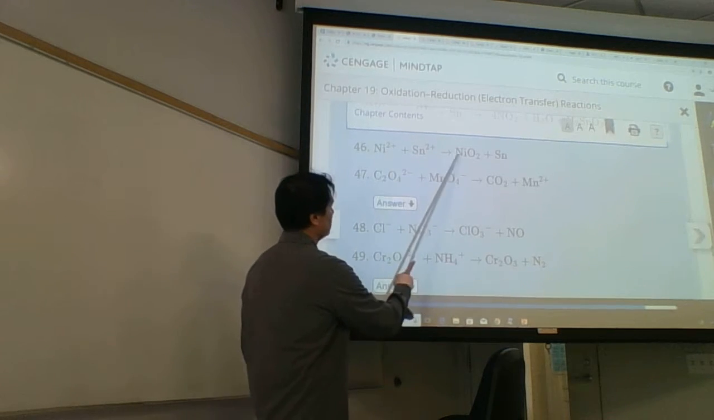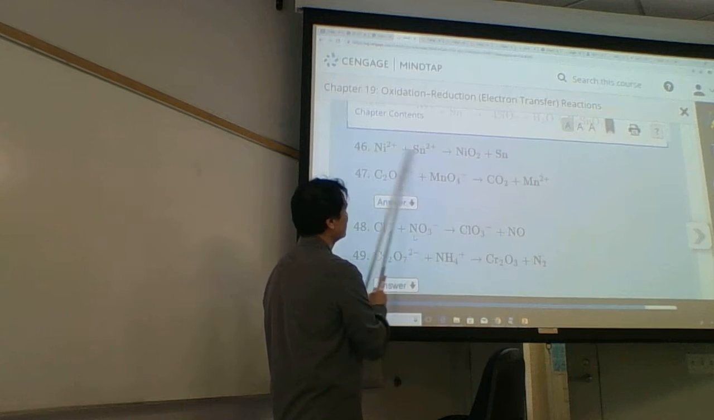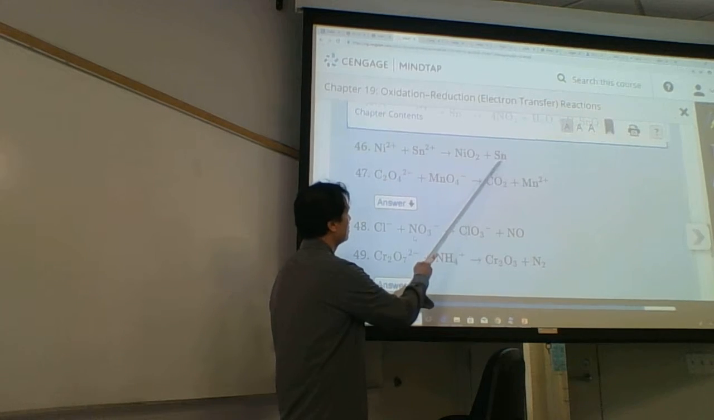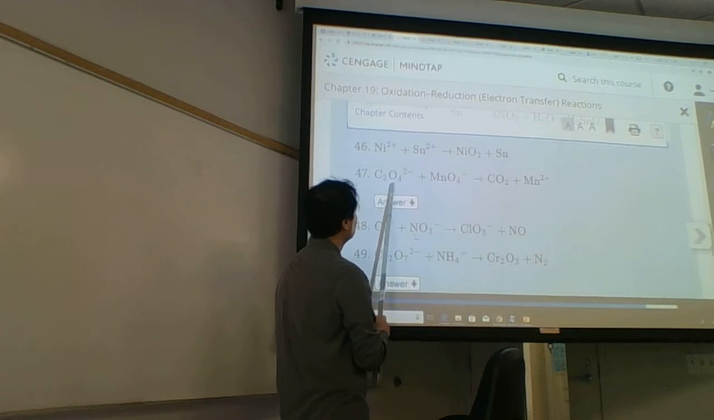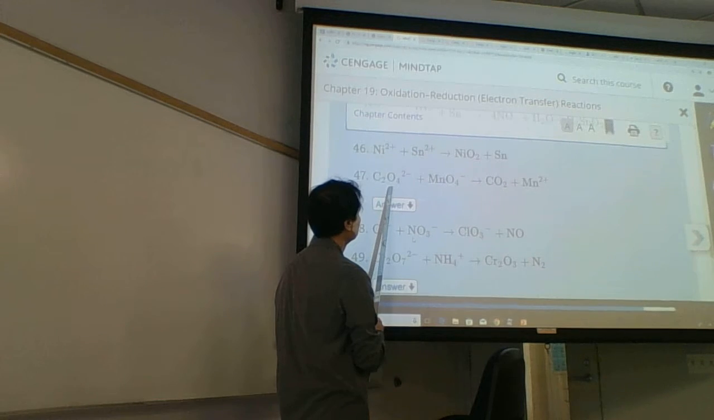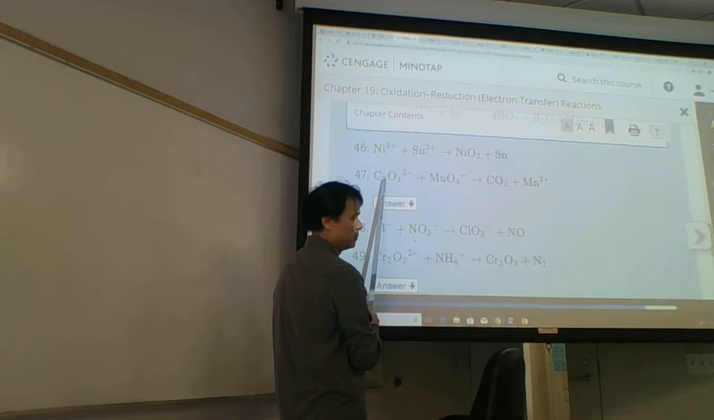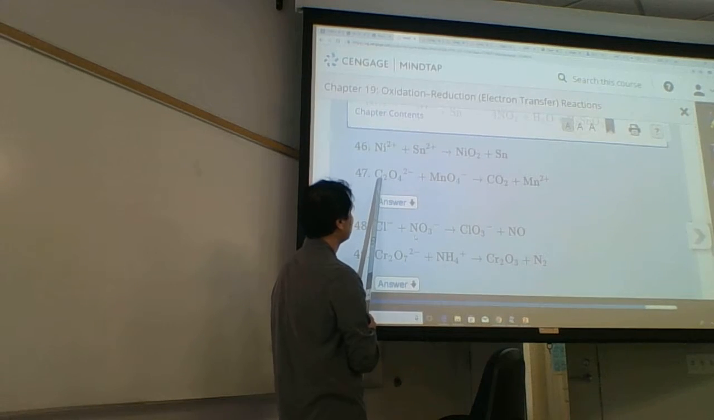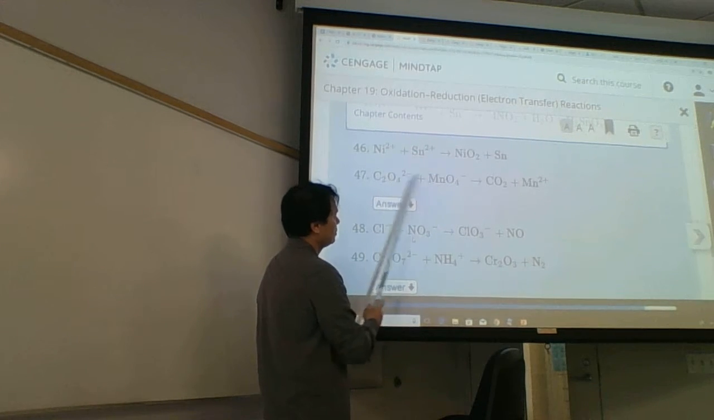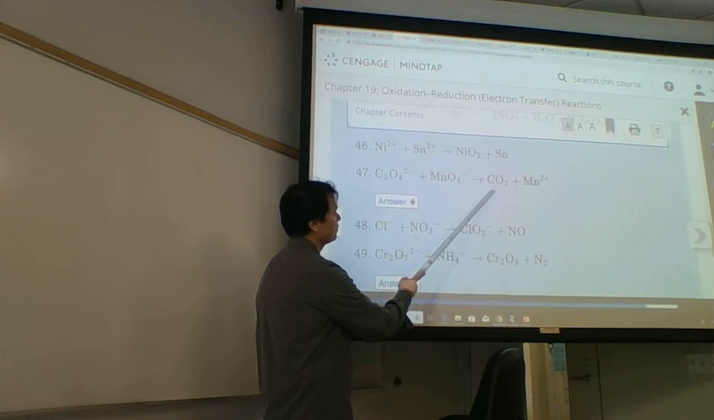Nickel 2 goes to NiO2, nickel 4 oxide, that's not on our chart. But tin 2 goes to tin, that's on our chart. You know what this is? Oh, if there's an R here, it would be chromate. It's oxalate. This would be oxalate goes to CO2, not on our chart, so we'll have to figure it out.